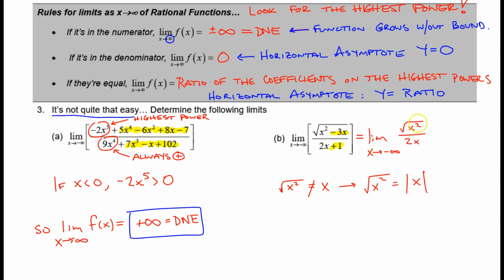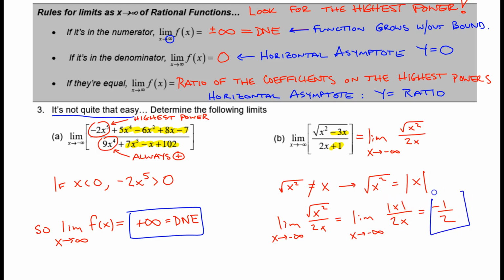That means the numerator will always return a positive value. Even though we're looking at the limit as x goes towards negative infinity, that numerator will always be positive. Now the denominator, 2x, well, that'll be the sign of whatever the input is, so that'll be negative. So now we have the following. The limit of the square root of x squared over 2x as x goes off towards negative infinity is equal to the limit as x goes towards negative infinity of the absolute value of x over 2x, and that will equal negative 1/2. Why is it negative? Because we have a negative input in the denominator that stays negative, but the numerator will turn positive. Bang, final answer.